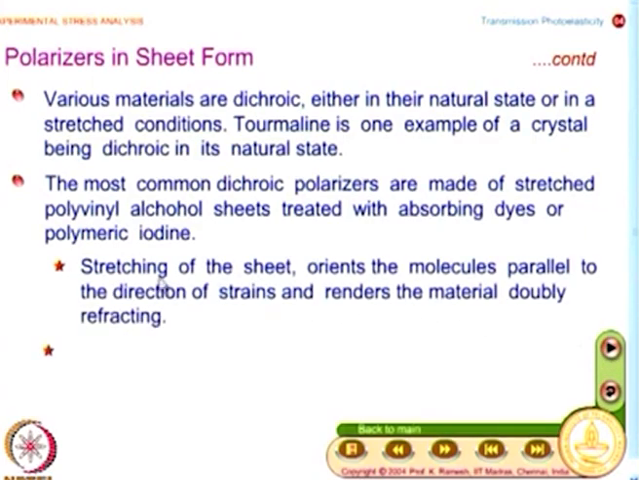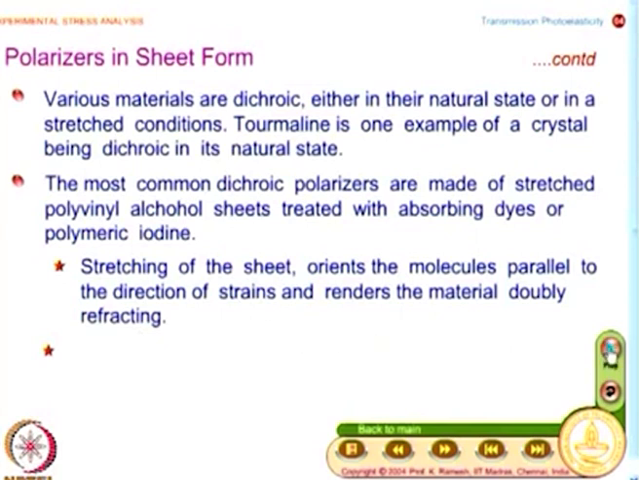Stretching of the sheet orients the molecules parallel to the direction of strain and renders the material doubly refracting. So, the first step is you stretch it, and because of the stretching process the sheet becomes doubly refractive. So, it behaves like a crystal. You have two refractive indices, ordinary and extraordinary, travelling through it.